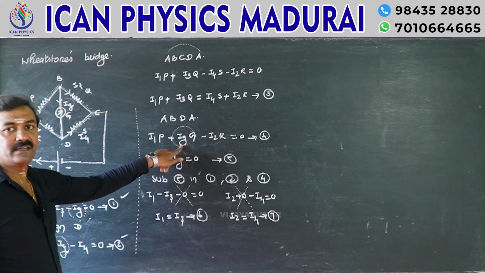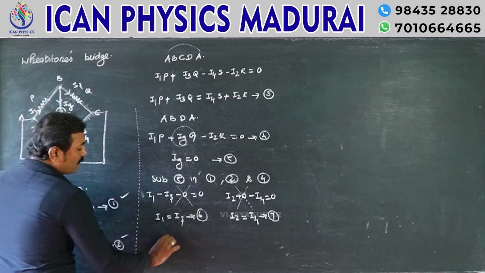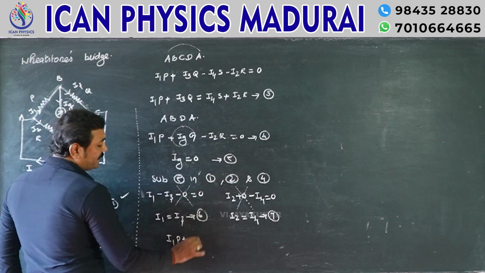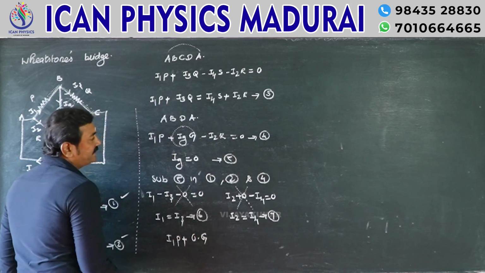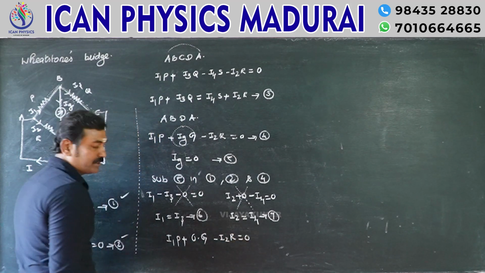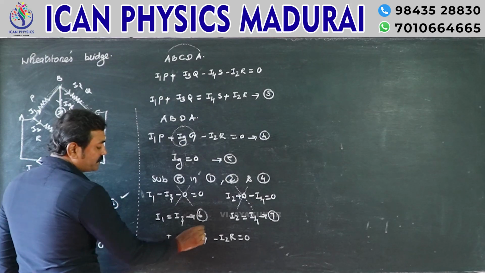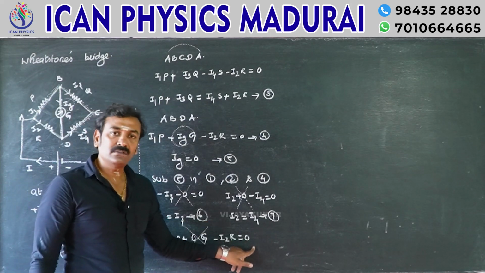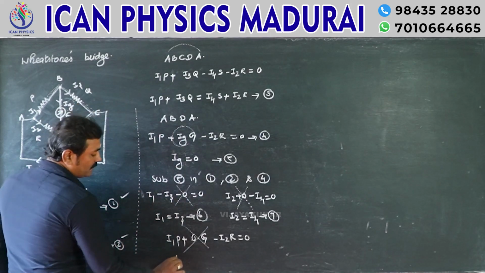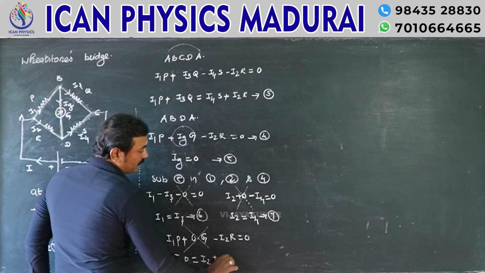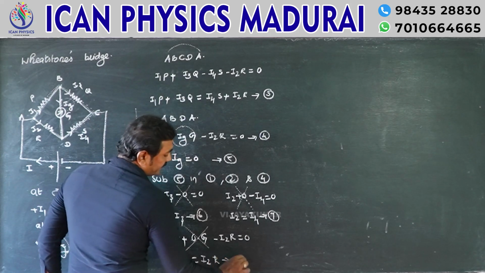Now we can go for the fourth equation. So I1P plus Ig. What is the value of Ig? 0, into G, minus I2R equal to 0. So 0 into G is 0, which has no meaning. The minus I2R goes to the right side as plus I2R. So I1P equal to I2R. Now it's taken as equation number 8.